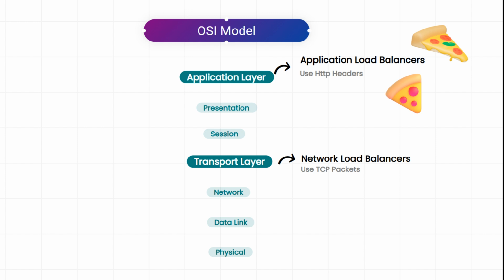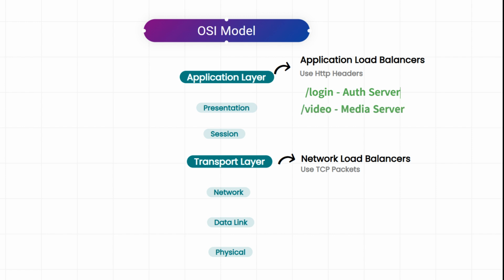In tech terms, a Layer 7 load balancer can route traffic based on URLs. Example, login goes to one server, videos go to another. It can also use cookies and sessions to keep users on the same server for a personalized experience. And also, headers and API requests to optimize backend efficiency.